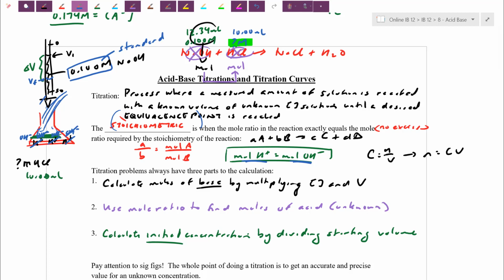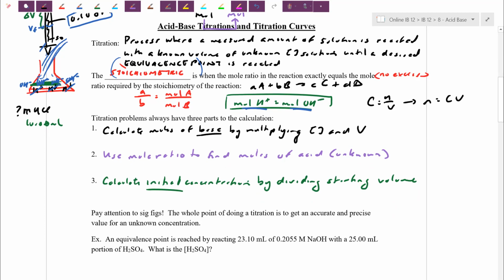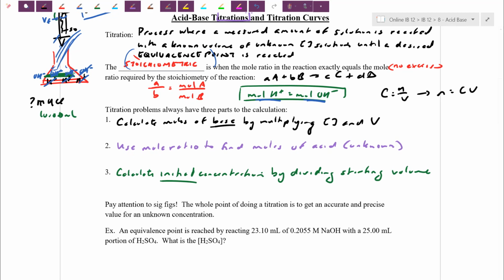Okay. Pay attention to your sig figs here. So the whole point of doing this titration is to be as precise as you can. I might even roughly give you what the concentration is supposed to be. You can still do a titration, do this mole ratio to actually figure out to more significant figures. In general, we try to have 3 or 4 sig figs here.